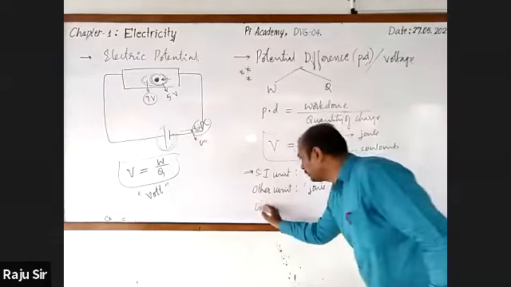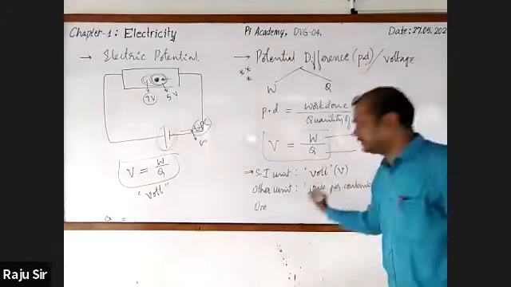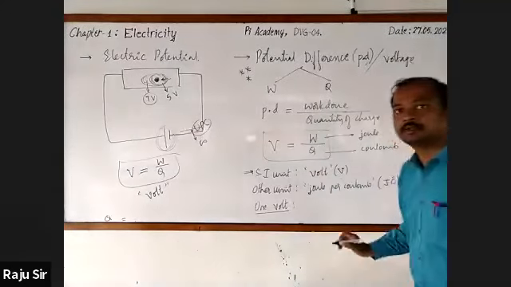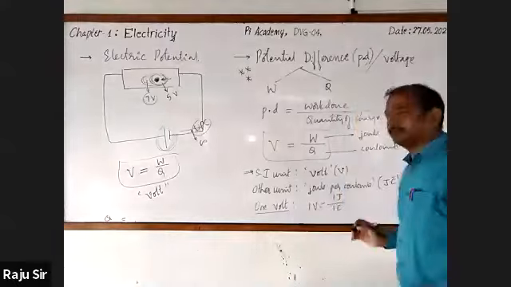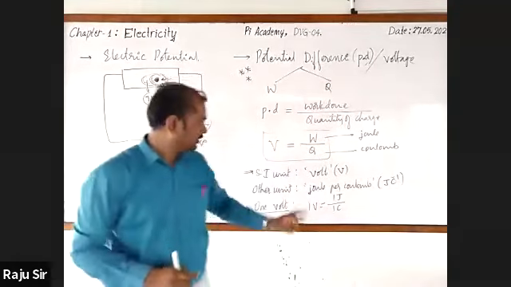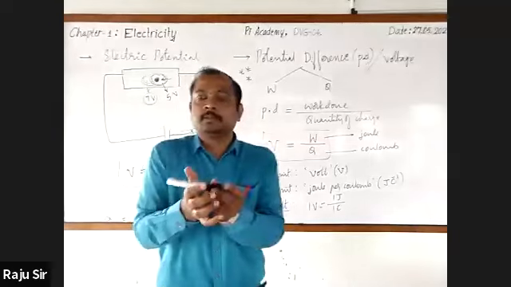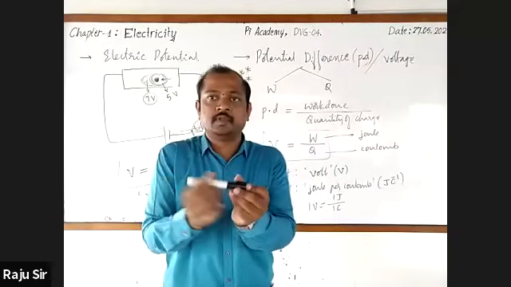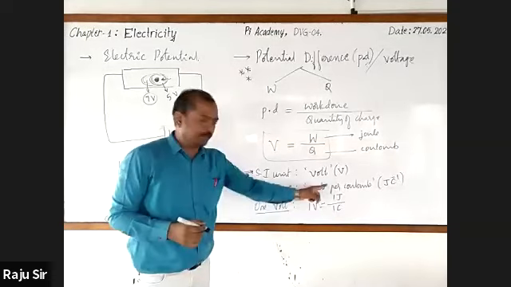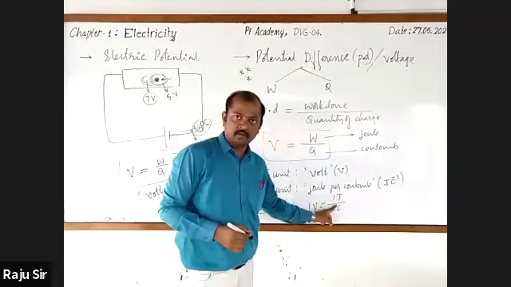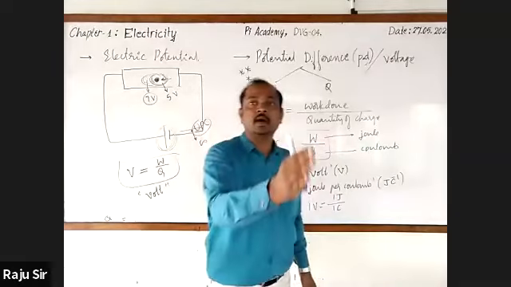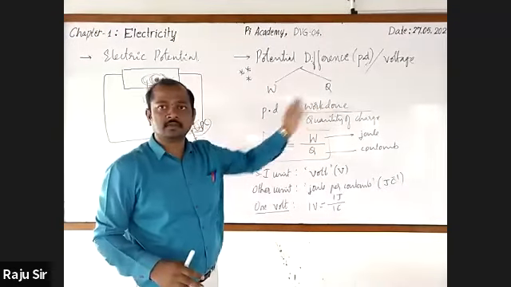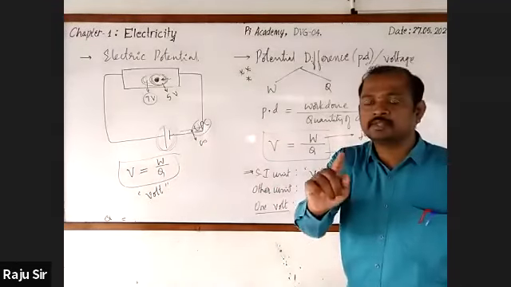Now we have to define 1 volt. This 1 volt can be written as 1 joule by 1 coulomb. Now let me tell you the definition. Listen carefully. The potential difference between the ends of a conductor is said to be 1 volt if 1 joule of work is done in moving 1 coulomb of charged particles from one point to another point in an electric field. Just like the definition of potential difference. Clear?